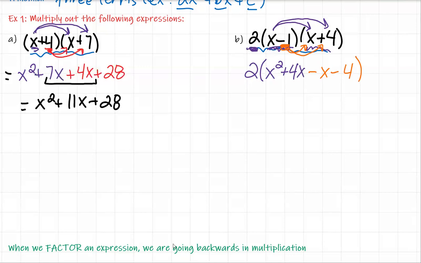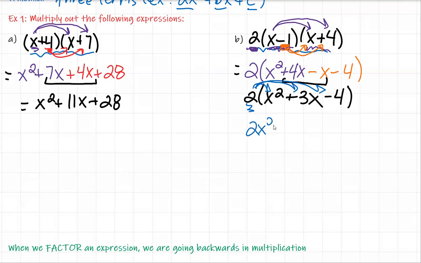Okay, inside the parentheses, let's combine our like terms. We still have this 2 out in front. 2 times x squared plus, 4x minus x is 3x, minus 4. And now the very last step is to take the 2 and distribute it to everything inside the parentheses. So we get 2x squared plus 6x minus 8. Oh, there we go. All right, so that would be our answer there. And then that was our answer for this one.